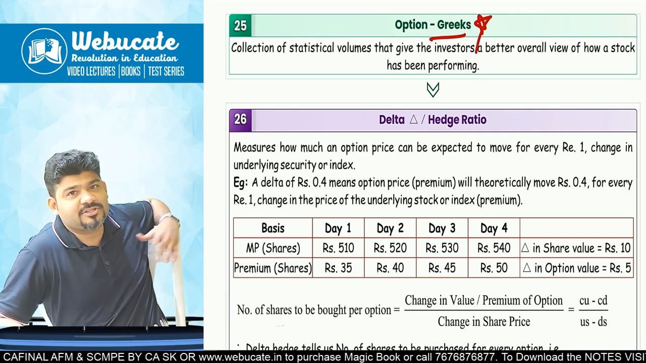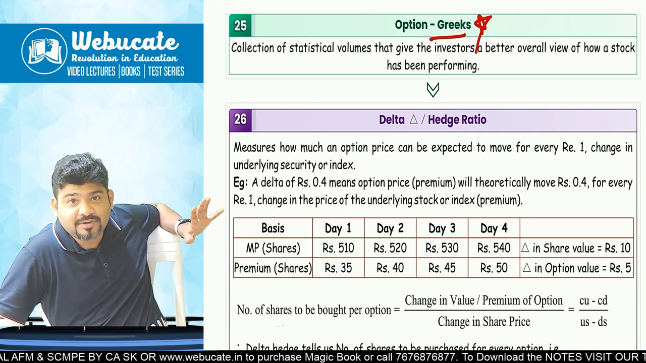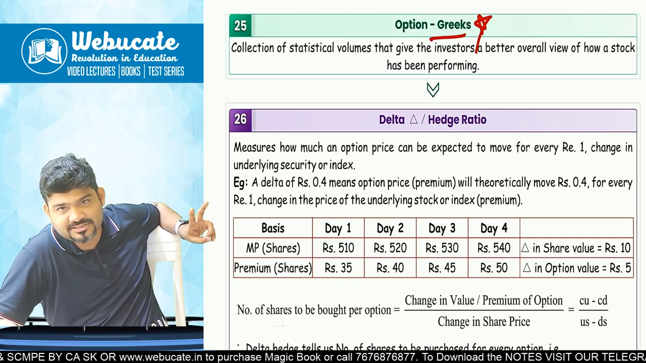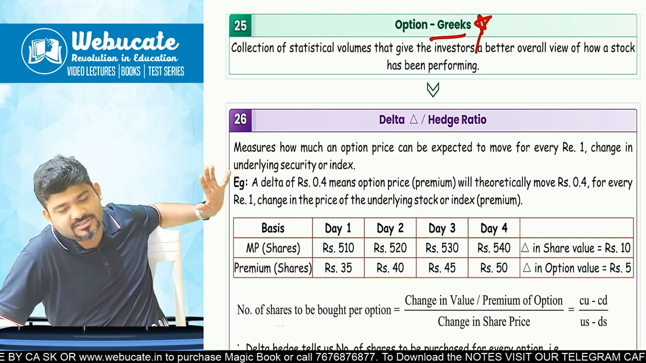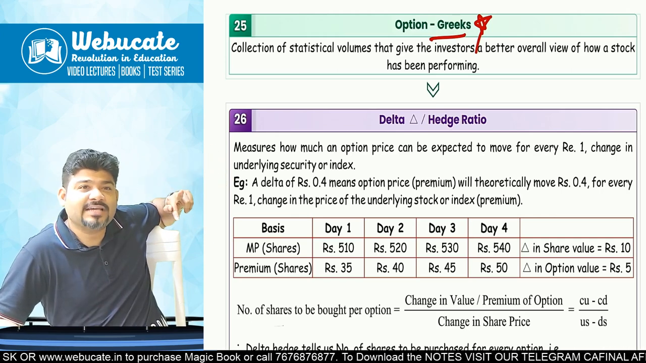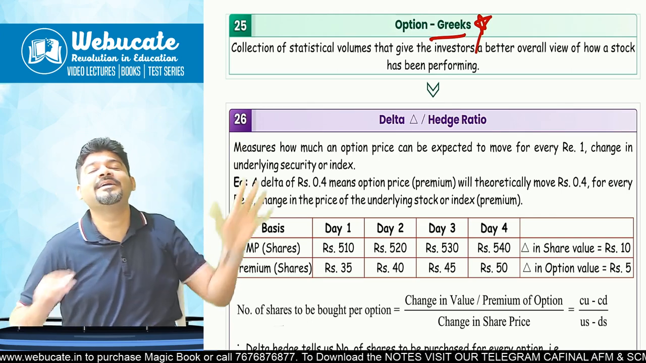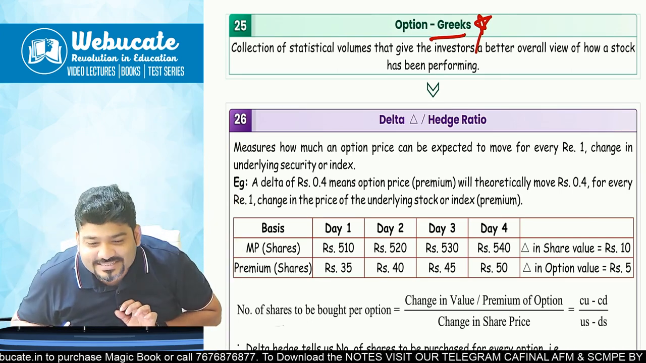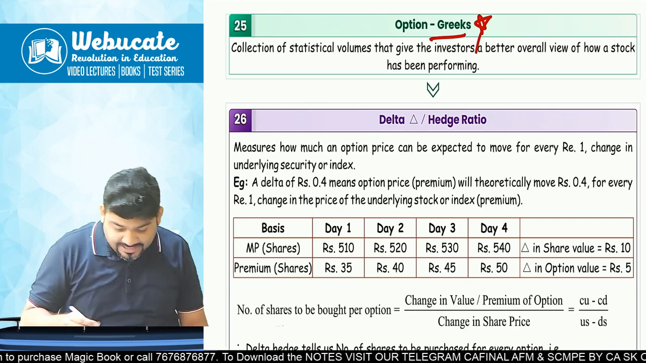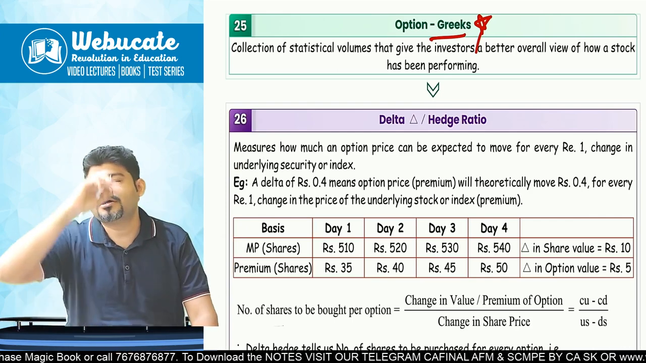Once we are done with option Greeks, we will be done with options, but without Black and Scholes and real options. Then we will do the whole futures. Then we will come back to options and real options, and then the whole derivatives will be complete. Let's continue. Now, in option Greeks, this can also come for the MCQ for sure.